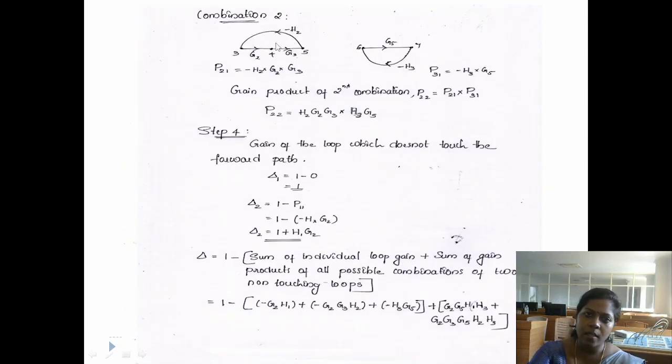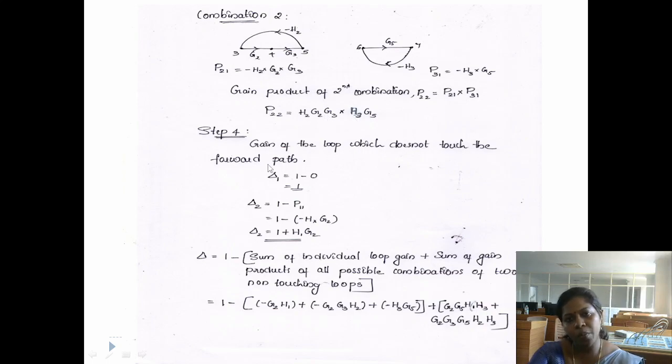This is loop number 2 and this is loop number 3. That is another combination. Write the individual loop gain values, and to get the overall gain value, multiply those two gain values. Here the loop gain value of loop number 2 is minus H2 into G2 into G3, and minus H3 G5 is the gain value of loop number 3. Multiply these two gain values to get the overall gain value of combination number 2.